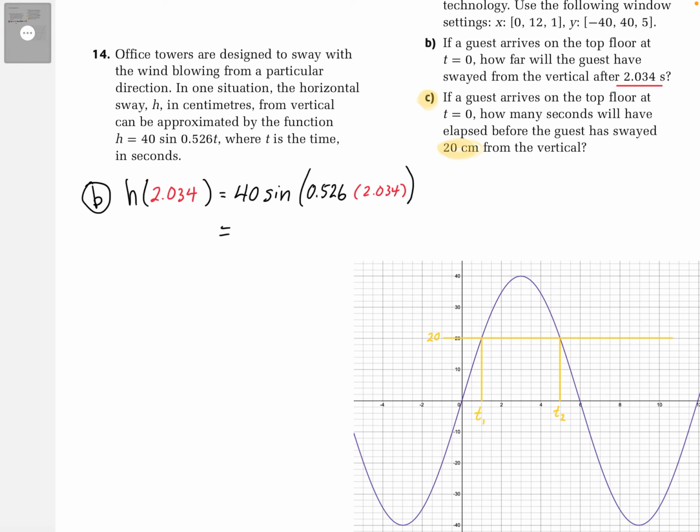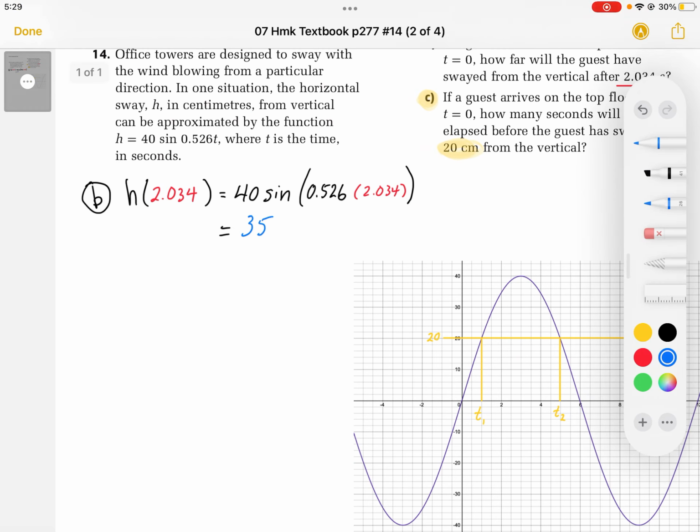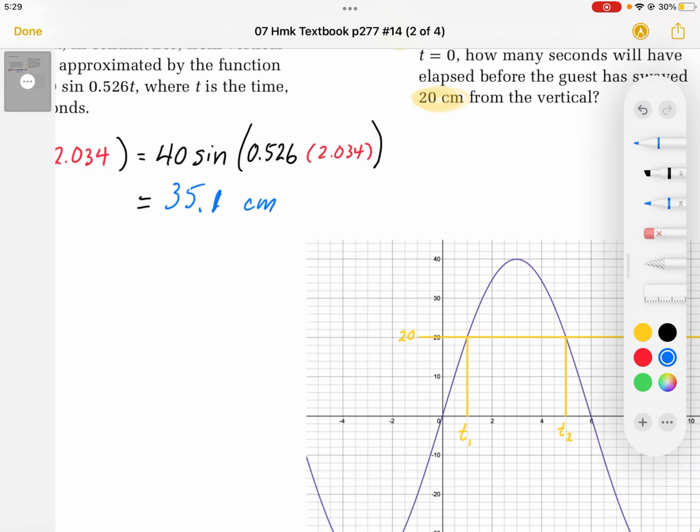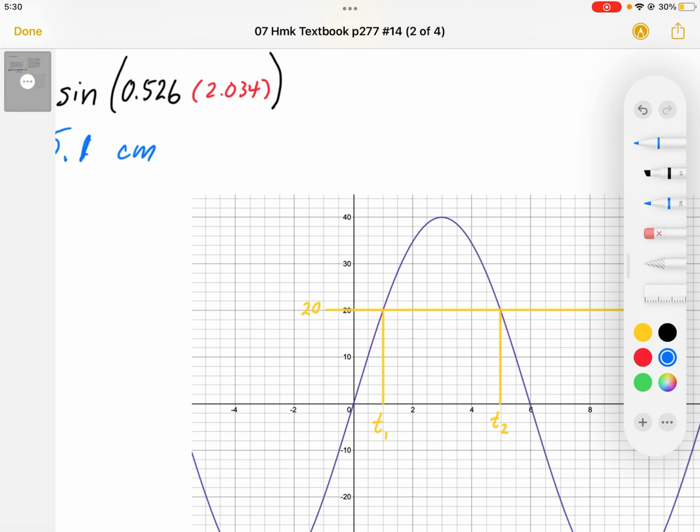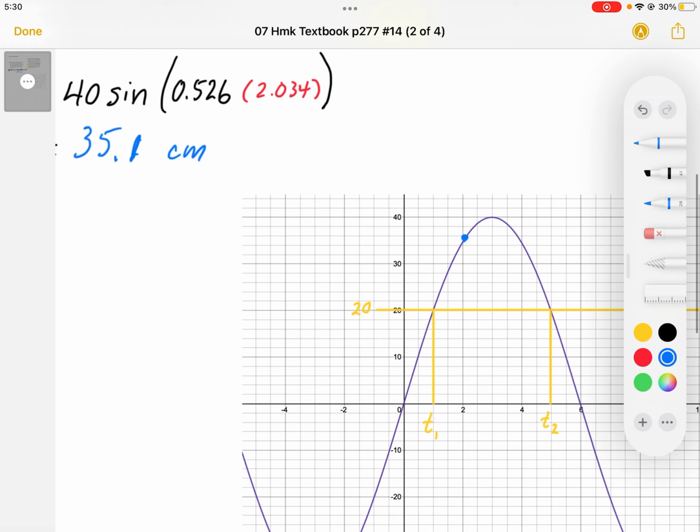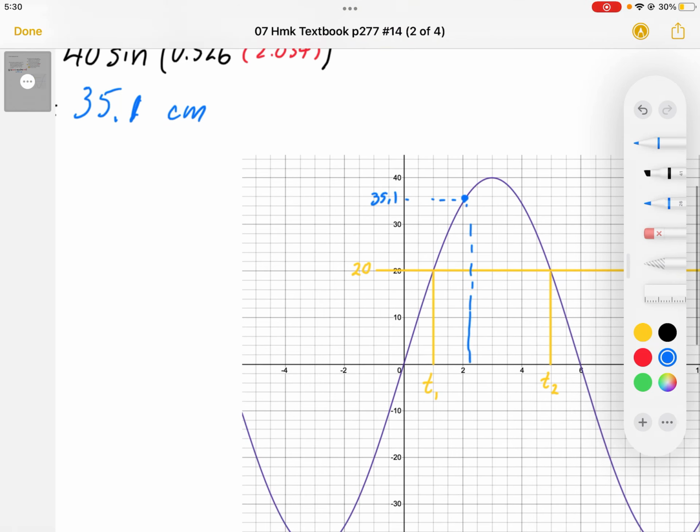And when we do that, we get, multiplying 0.526 by 2.034 and putting that to sine, we end up with 35.08. So I'm just going to round that to 35.1. And this is centimeters. So if we take a look at 2 seconds, we're going to be somewhere around here, and that works out to be 35.1, which is about correct on our graph here. Okay, so that's going to be 35.1, and that's going to be happening at 2.034 seconds.